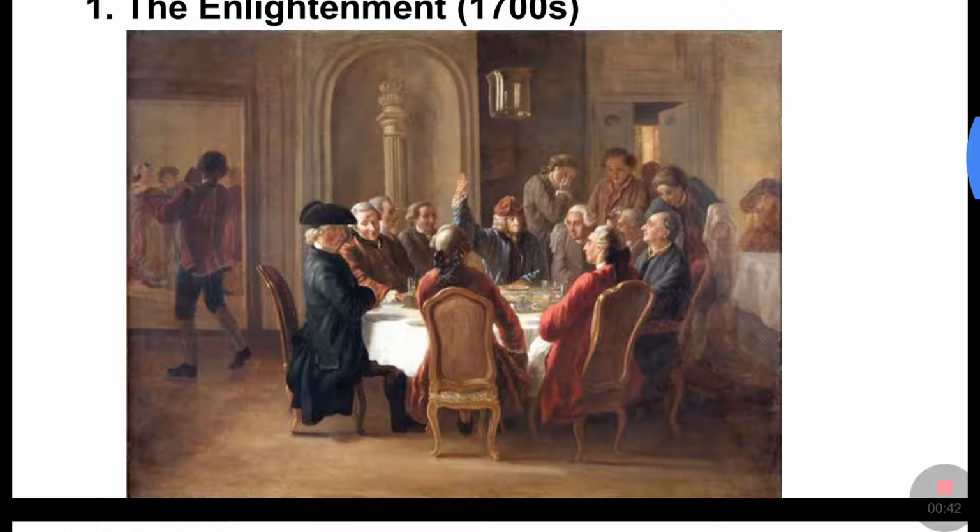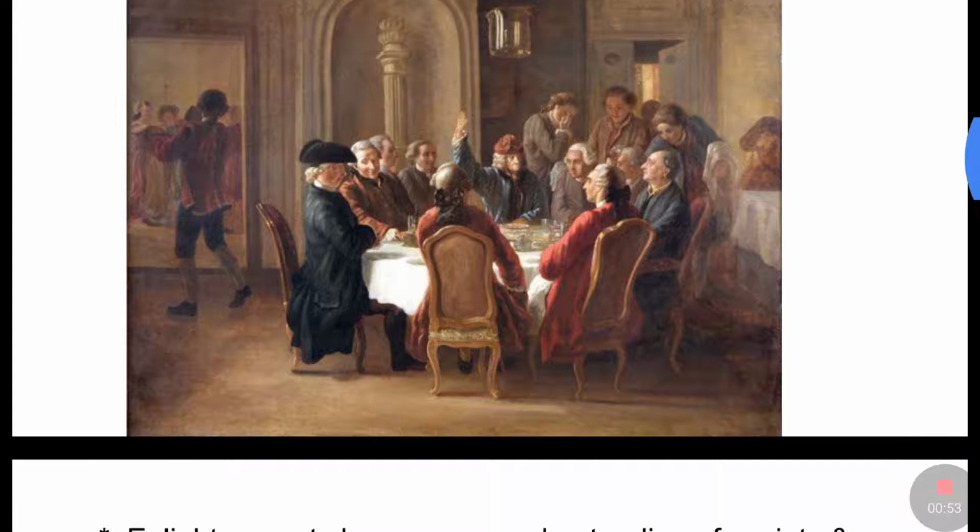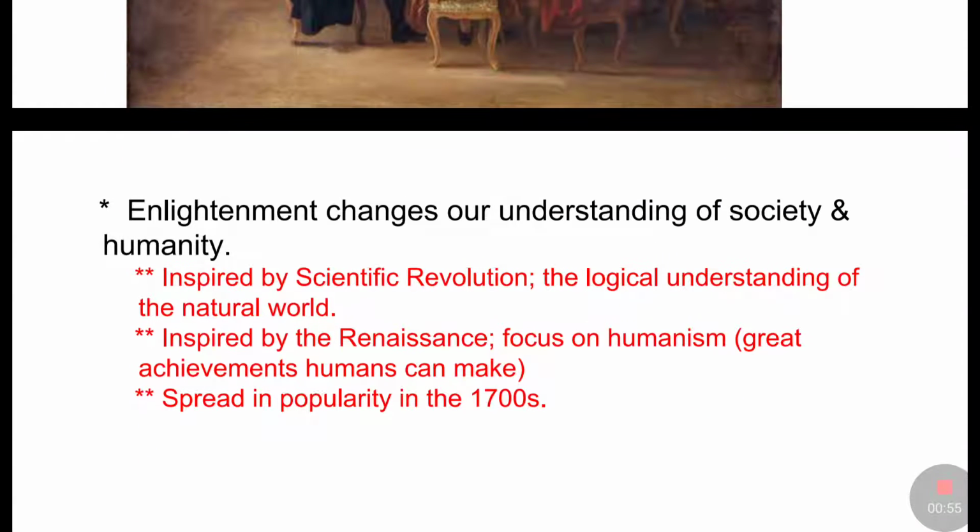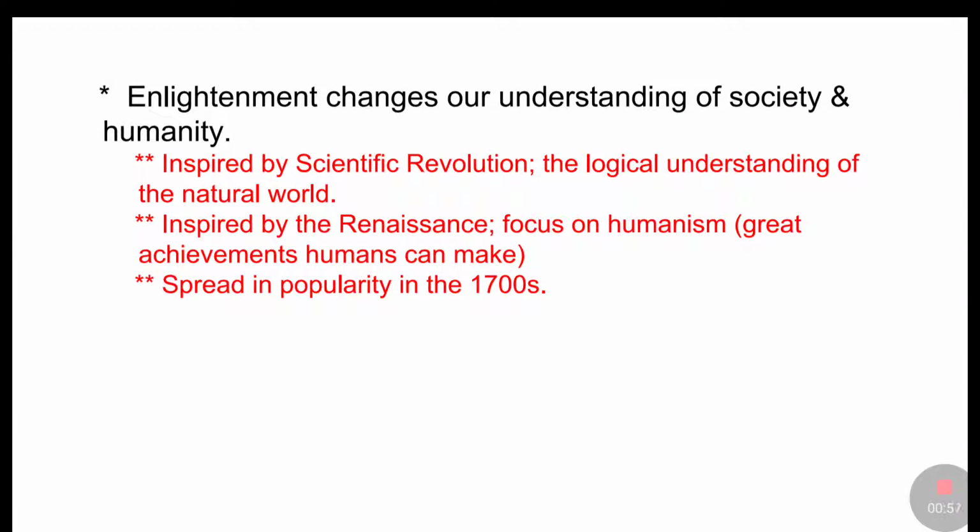And here we see a picture. Look at the symbolism of these images, right? Where we see all this light coming in. That's what the Enlightenment's all about, right? Bringing light and truth to a scary, dark political world. So the Enlightenment changes our understanding of humanity.